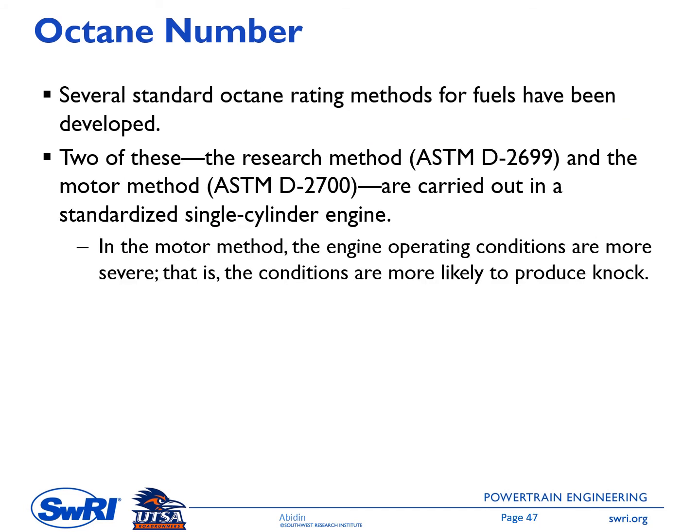Several standard octane rating methods for fuel have been developed. Two of these are carried out in standardized single-cylinder engines. Number one, we have what's called the research method. It follows ASTM D2699. The testing result of the standard is called the research octane number, or RON. And then the second standard is called the motor method. It follows ASTM D2700. The testing result from this motor method is called the motor octane number, or MON. Okay, so we have RON and MON. In the motor method, the engine operating conditions are more severe. Therefore, MON is usually lower than RON. So these conditions are likely to produce knock.